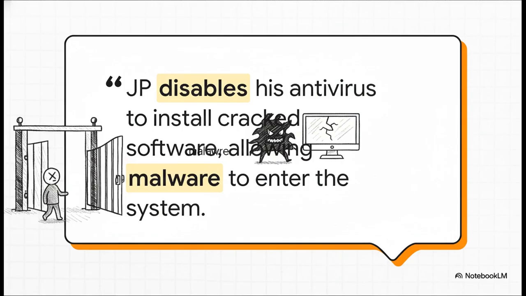But what happens when someone tells the guard to just step aside for a minute? This is a perfect example of how easily this stack can be bypassed. See, an employee, JP, he wants some free software, so he just disables his antivirus for a second. That is all it takes. That one click, and now the main gate is wide open, and malware can just walk right in.